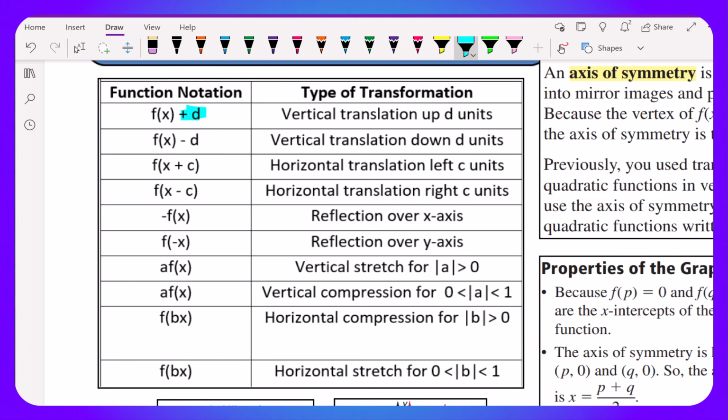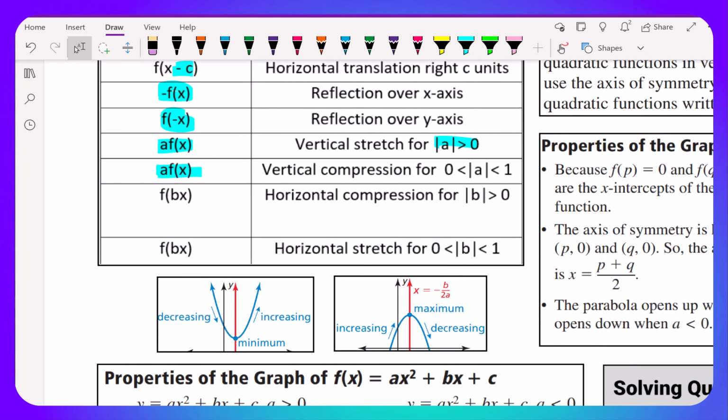Adding to the function moves it up, subtracting from the function moves it down. Adding to x moves it to the left, subtracting from x moves it to the right. -1 times the entire function is going to reflect it over the x-axis. Negative times just the x is going to reflect it over the y. If a is greater than 1, it's going to stretch it vertically. If a is between 0 and 1, it's going to shrink it vertically, and then of course there's the horizontal compression and stretch.